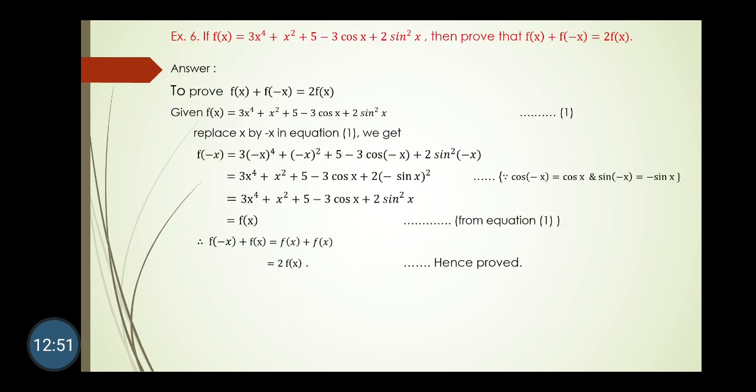Okay. The next one, here f of x is given and we have to prove f of x plus f of minus x is equal to 2 into f of x. So the equation is f of x is equal to 3x raised to 4 plus x square plus 5 minus 3 cos x plus 2 sin square x. Replace here x by minus x because we want to prove f of x plus f of minus x. So here we use the odd even property. With the help of this, we can get f of minus x, so every x can be replaced as minus x.